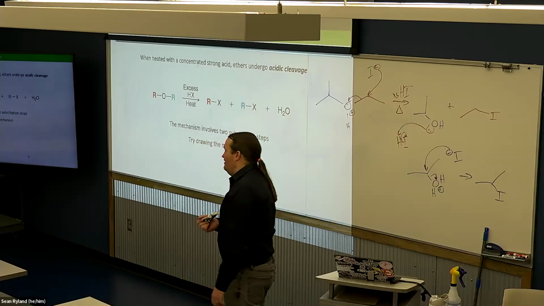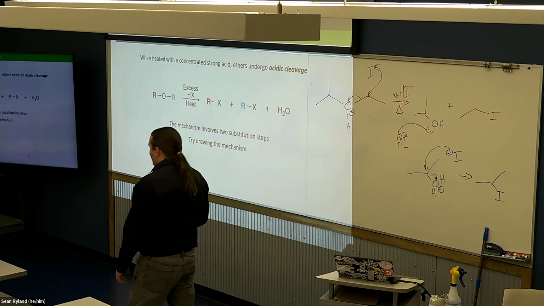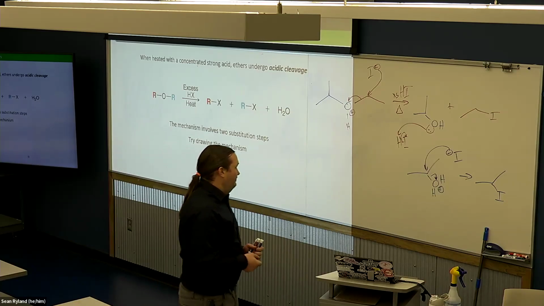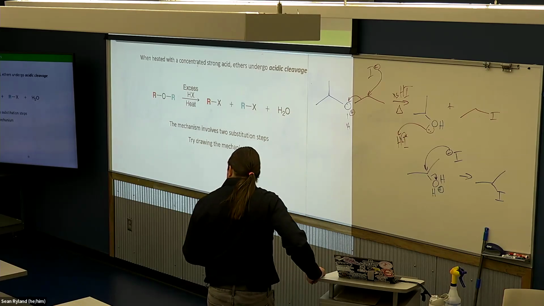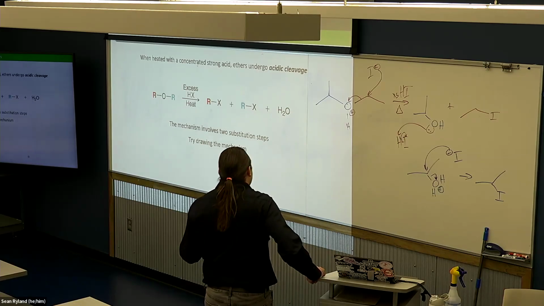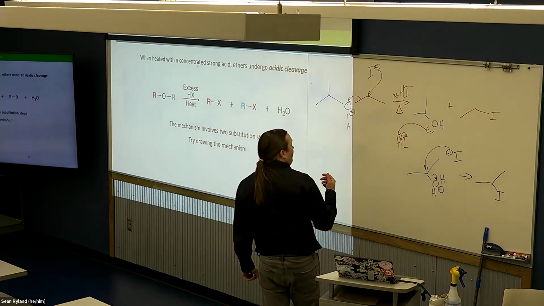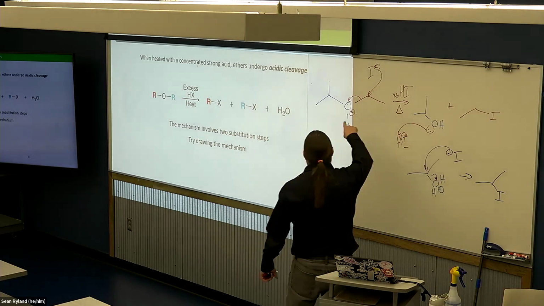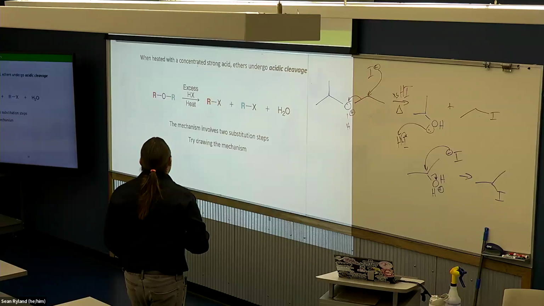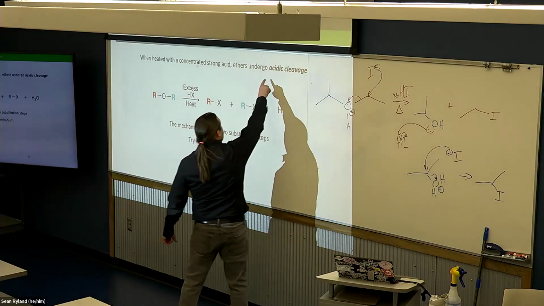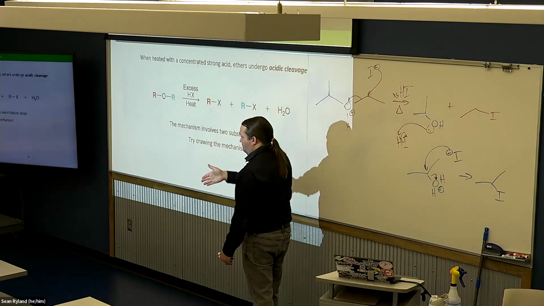This is why we spent so much time on SN2 reactions back in October, because everything is built around them. So then we wind up making water as our byproduct. One water, because there was only one oxygen at the beginning. All right, so they call this acidic cleavage. Cleavage just means you cut something in half.